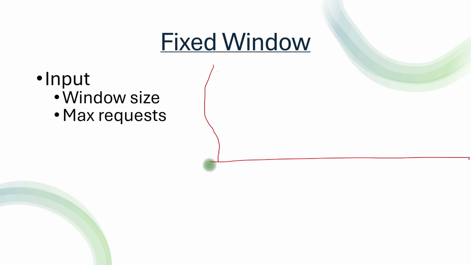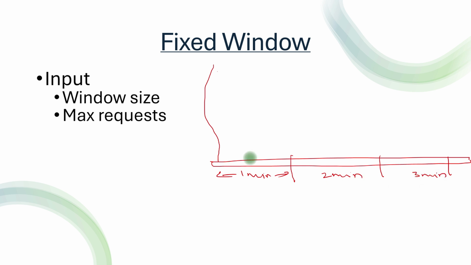So what happens, you see this timeline: basically the entire timeline is divided into certain time windows. So let's say we have a 1 minute time window. So this is the first minute, this is the second minute, this is the third minute. This is how the entire timeline is divided, right? And for each time window that we have, there is a max request parameter. So let's say 5 requests are allowed in the given window size, okay.